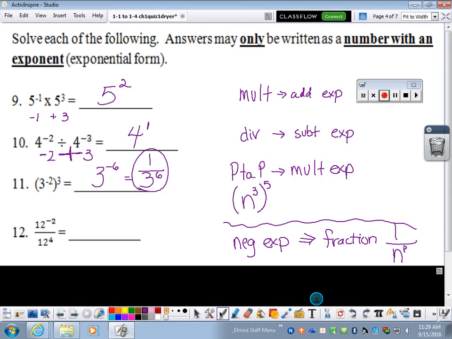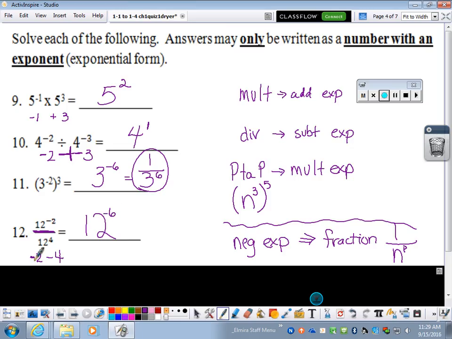Number 12, okay, this is a division question. It's just set up in a fraction format. So I'll keep my base of 12. And then top, negative 2, subtract 4, my bottom exponent, and negative 6.